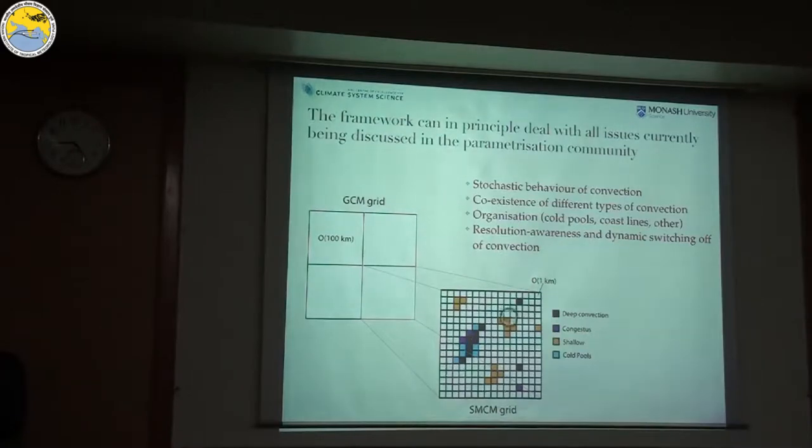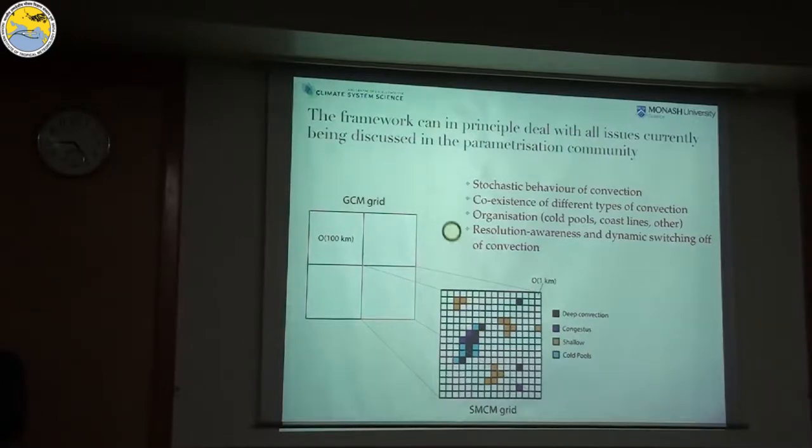So in principle, in a few years, we will be ready to also implement a level of organization in this scheme, because we can align certain convective points with each other. And once they are aligned, we can change the rules on what they do. Okay, we'll come back to that on the next slide.